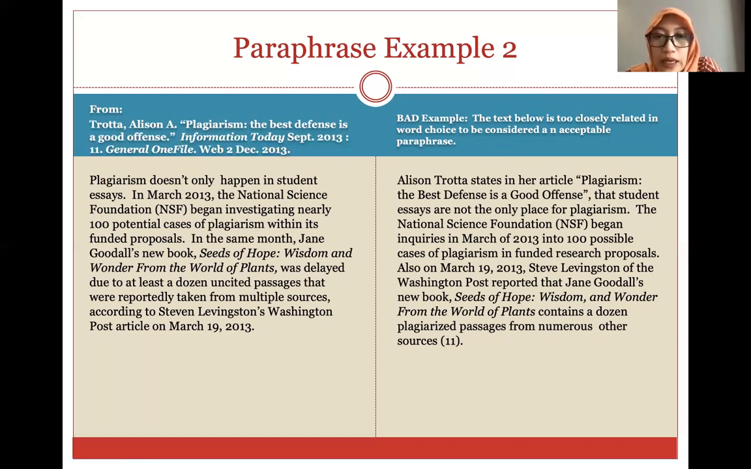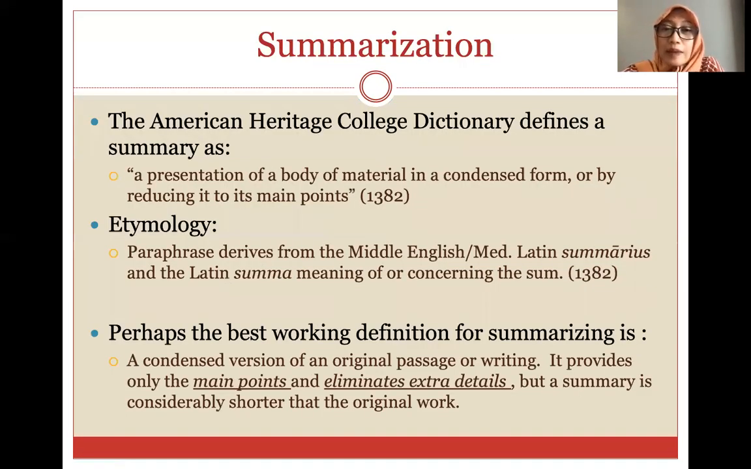Pelakunya masih sama di NSF. Di NSF juga subjeknya masih sama ya. Bolehlah menggunakan inquiries, tapi word ordernya masih sama. So, that is called bad example of paraphrase. Ya. Is that clear about paraphrasing? Now, let's take a look about summarization.